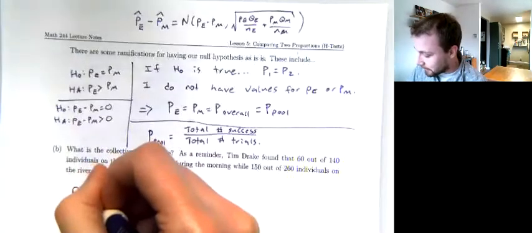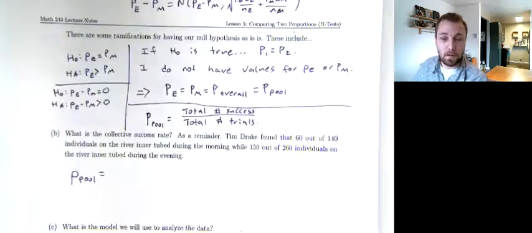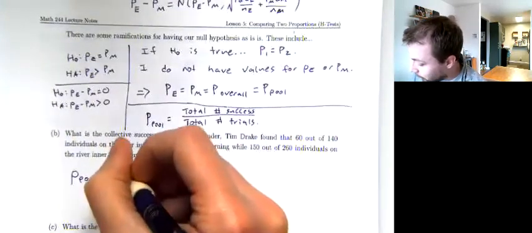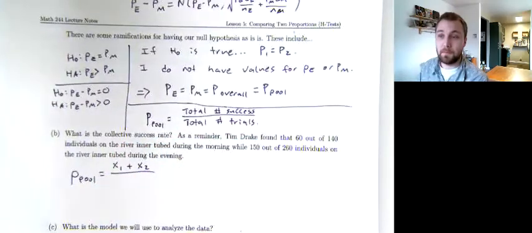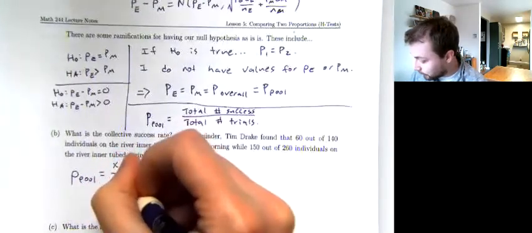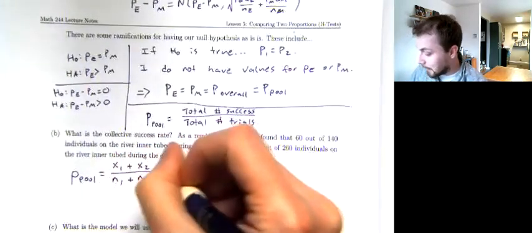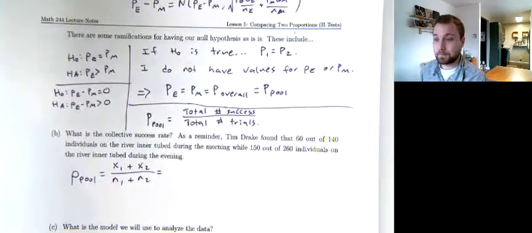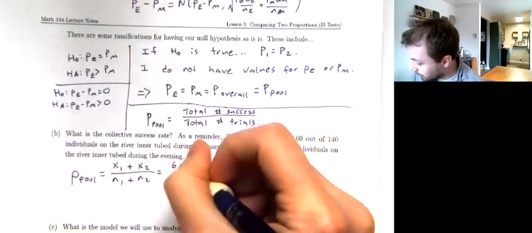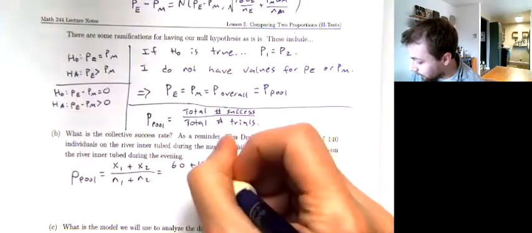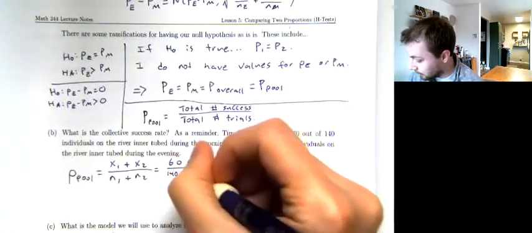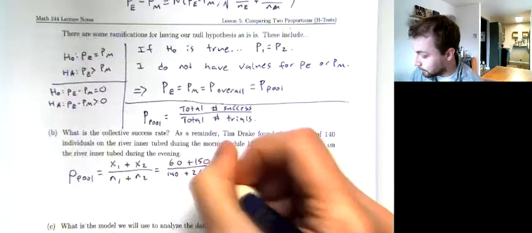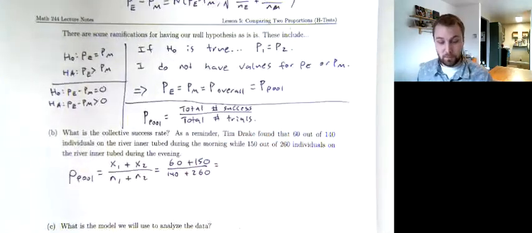So let's find that pooled success rate together here. I'm going to take the total number of successes for the first group. I'm going to add the number of successes for the second group. Number of trials, I'm going to take the number of trials for the first group and I'm going to add the number of trials for the second group. 60 for the first, 150 for the second, 140 for the first, I have 260 for the second. So what I'm doing here is I'm taking the two groups and I'm combining them.